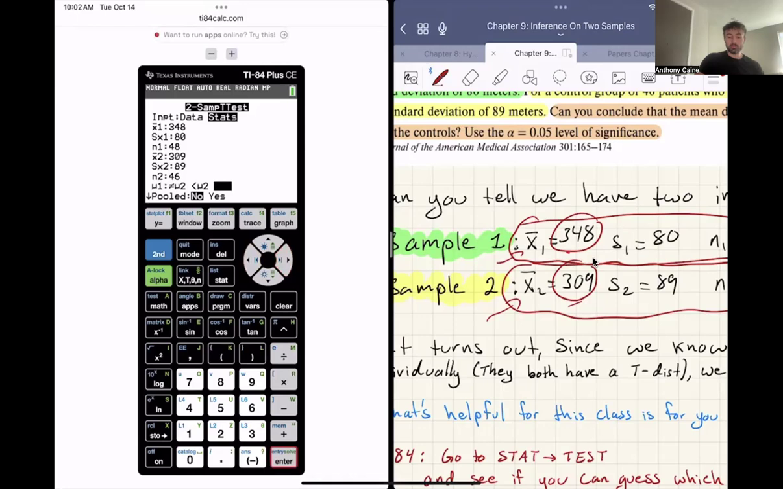We want greater than. Okay, pooled, don't worry about that. We don't even look at that in this class. We're not drawing it. We're just going to calculate it. So here we go. What's the p-value of this? It's 0.01407, and so on, right?